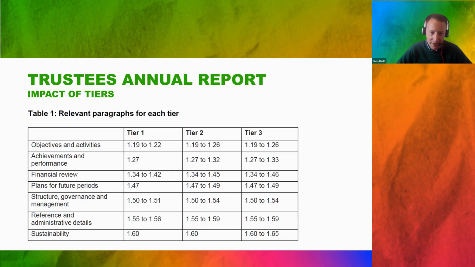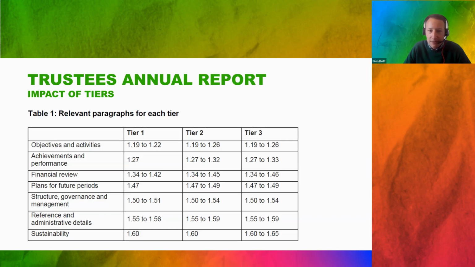This is an exceptionally useful table that is included within the SORP. Down the left-hand side, it has the key headings that will be included within that trustees report. The following columns then show, depending on which tier you're in, which of the paragraphs within module 1 you need to comply with or are relevant for you as a charity when writing your trustees report.